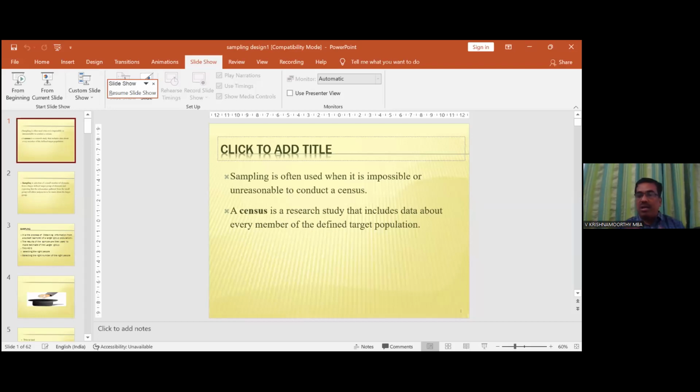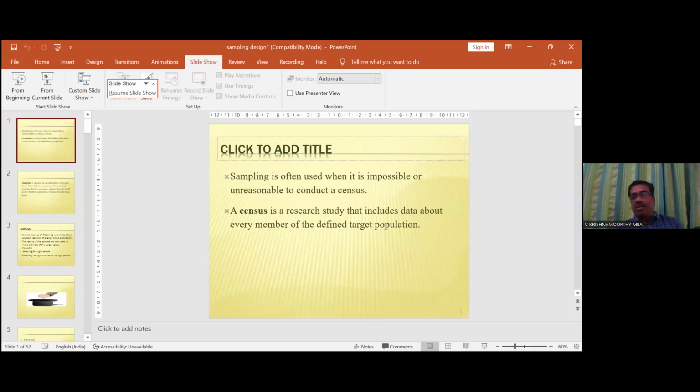Again, we have seen some scaling techniques used in the development of the questionnaire. We have seen nominal, ordinal, interval, ratio scale, and when each type of scale should be used so that we don't have any problem in data analysis.